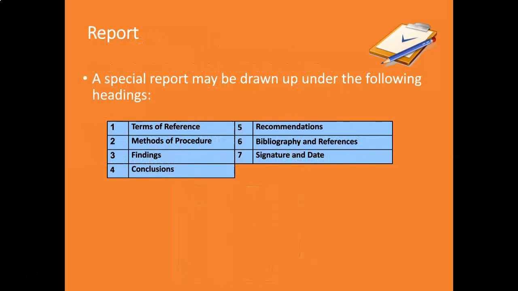Okay, so there is more about reports. A special report may be drawn up in one of the following elements. 1 is terms of reference, 2 is methods of procedure, 3 is the findings, 4 is the conclusions, 5 is the recommendations, 6 is the bibliography and references, and 7 is signature and the dates: you sign your name and the date that you finish a report.